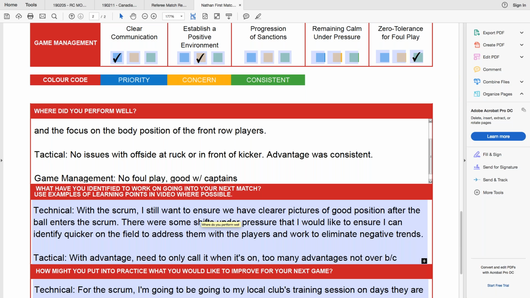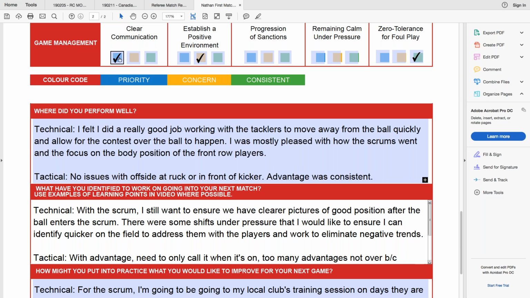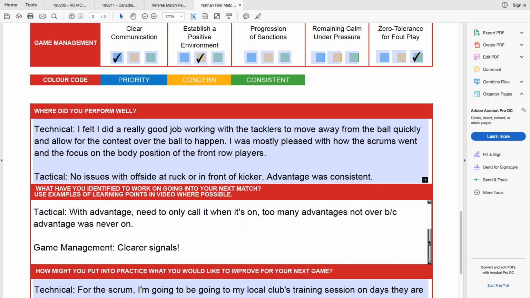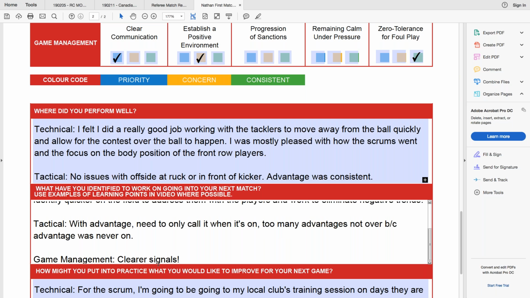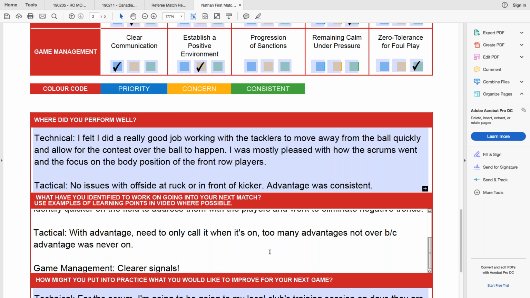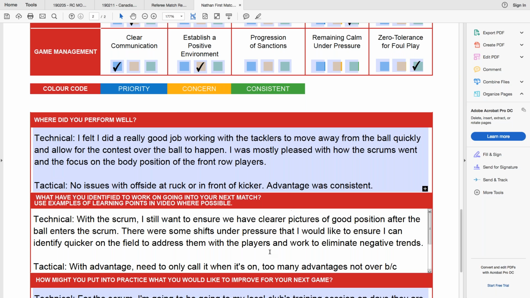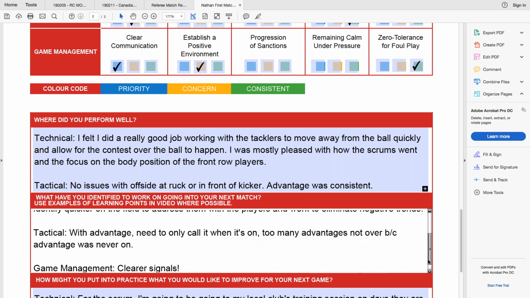Where I got to with the second piece around highlighting clear communication as a priority is that in my work-ons for my next match, I identified an issue with signaling, okay? And again, I tried to use the same form of language where I've got full sentences for this first one, okay? With the scrum, I still want to ensure we have clear pictures of good position after the ball enters the scrum, where some shifts under pressure, like to ensure I can identify quicker on the field to address them with the players, blah, blah, blah. All right. But again, shorter sentences for the second one, and then finally keywords for the last one.